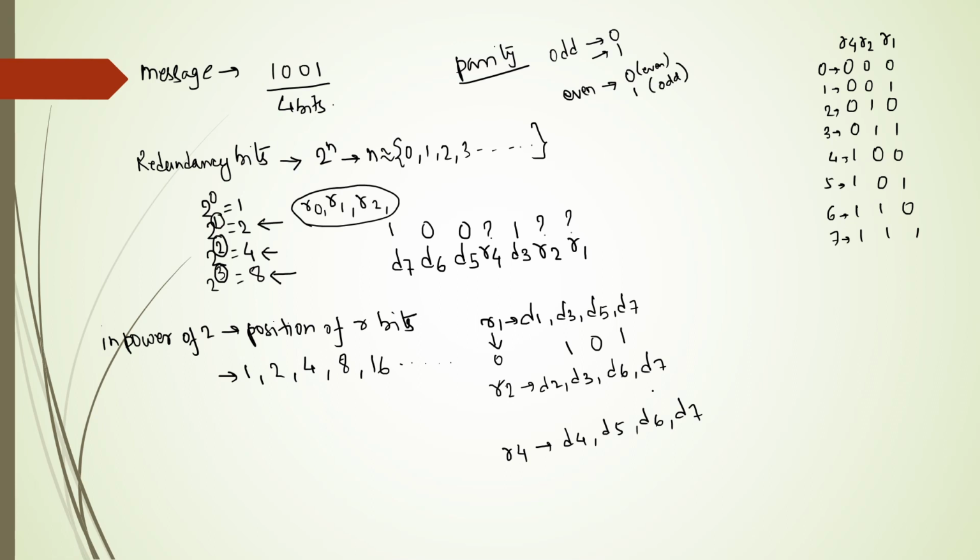For R2, in D2 there is nothing. So we have D3. D3 is 1. D6 is 0. And D7 is 1. So again we can see that the number of ones are even. So R2 will be 0.